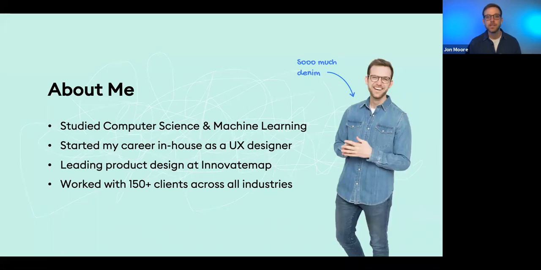Today I am the principal design lead, and I lead a UX team and also help lead the larger design squad that we have of product marketing designers and brand designers as well. In my tenure at Innovatemap, which is coming up on about five and a half years, I've had the pleasure of working with over 150 clients. It's a really amazing job because we get to work with people across all different industries, and it gives us a unique perspective on how people can be as efficient as possible when they're building out their products and their teams and trying to serve their end customer.